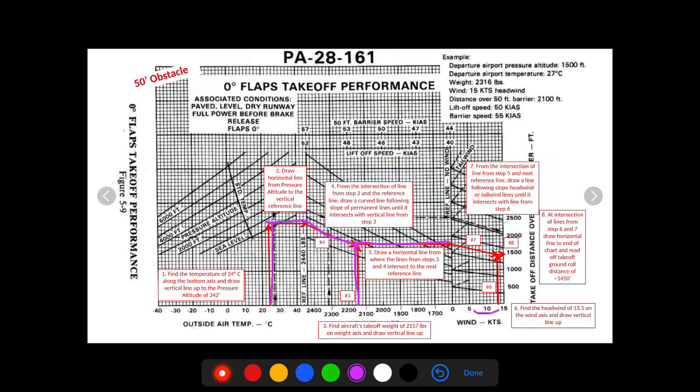We're going to come down here to the wind. We're going to draw the headwind from our headwind straight up. Again, we're going to follow the curves down for headwind until we reach that point, and then we're going to draw a horizontal line over, and now we're going to read off a different scale, which gives us about 1450 feet of takeoff performance. That's the distance it will take to reach over a 50-foot obstacle.